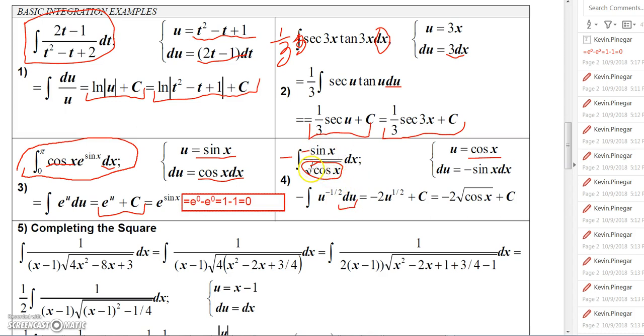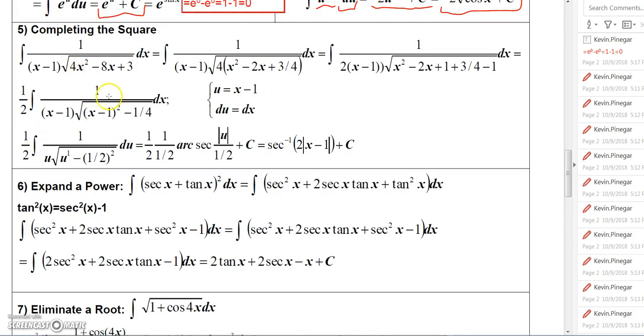And then having 1 over the square root of cosine x, remember that's the same as cosine x raised to the negative 1/2 power. So since u is cosine x, that would be u to the negative 1/2 power. And when you integrate this, you add 1 to the exponent, and so you get u to the 1/2 power divided by a half. When you divide by a half, you multiply by 2. So with the negative, we have negative 2u to the 1/2 plus c. And then we can replace u with the cosine x. So we have minus 2 times the cosine x to the 1/2 power plus a constant. And cosine x to the 1/2 power is just the square root of cosine x.